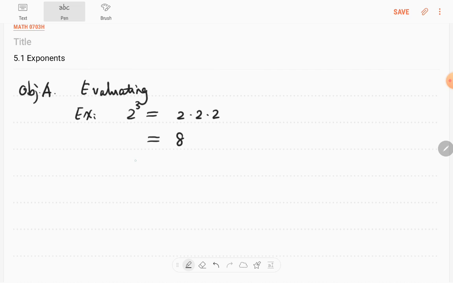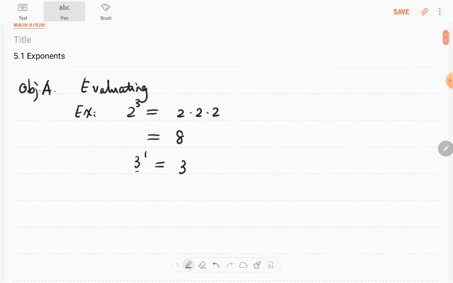For example, we have 3 to the first. Now we still know the base here is just the factor. So we have 3 as the factor. And how many 3s do we have? We just have 1. So 3 to the first just equals 3. Let's check this one.